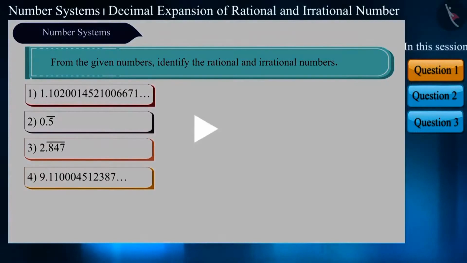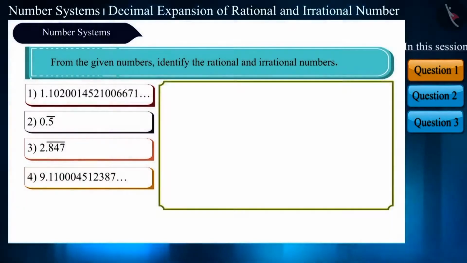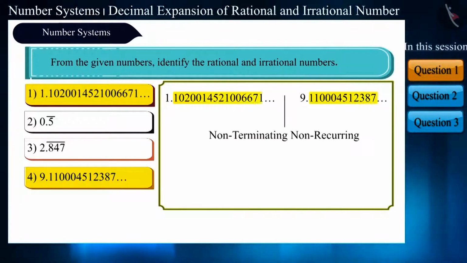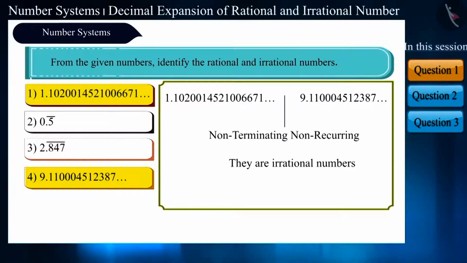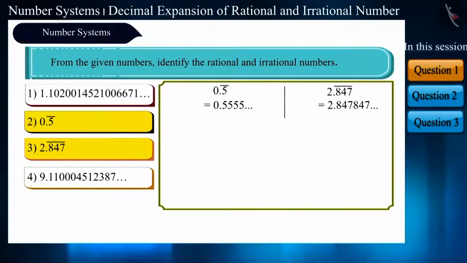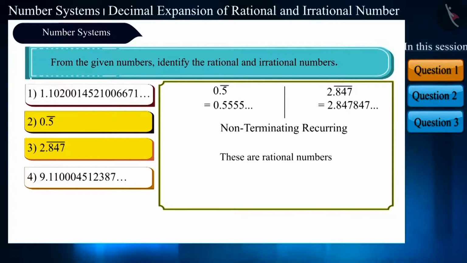You can pause the video to think about the answer to this question. In the first and fourth numbers, no digit or group of digits is getting repeated after the decimal. And the series of points next to them shows that they don't end, that is, they are both irrational numbers. In the second number, the bar above 5 indicates that 5 is being repeated here. And in the third number, the group 847 is repeating after the decimal. Therefore, they are both rational numbers.